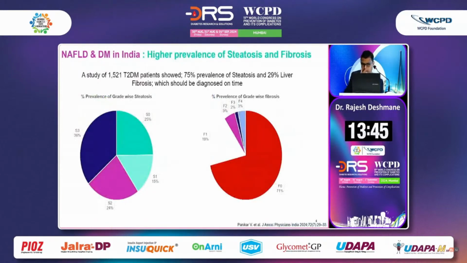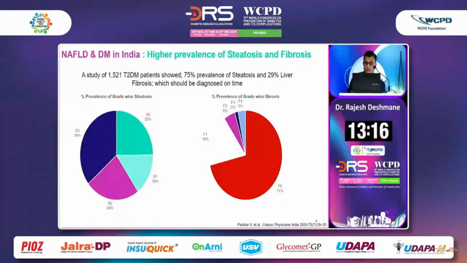If you look at NAFLD and diabetes, in those patients who have NAFLD plus diabetes, the fibrosis is less, just 29%, but the steatosis is very common. So whenever we see a patient with a routine USG done for any abdominal problem, many times we see that the fat percent is high or there is fatty liver disease. That should be kept in mind, that these are very important patients. We should investigate such patients.